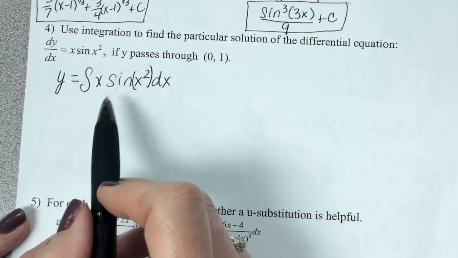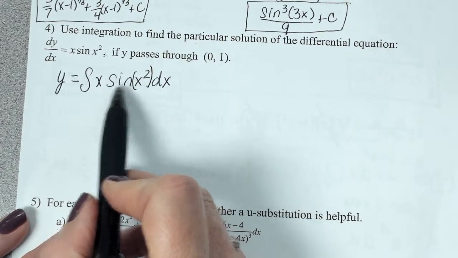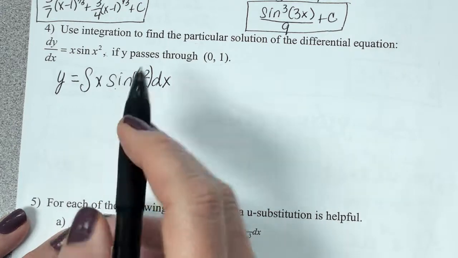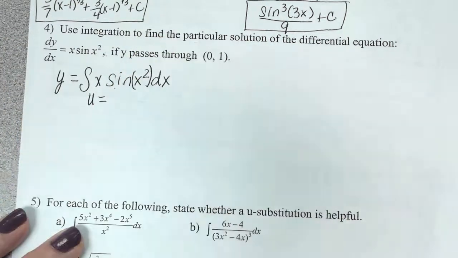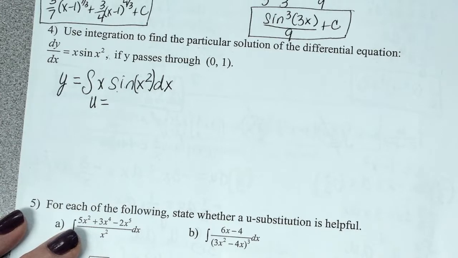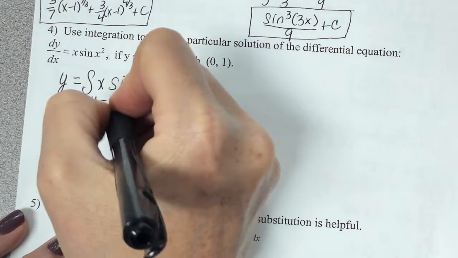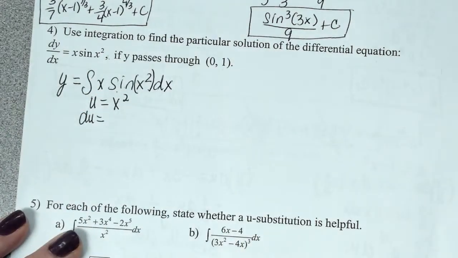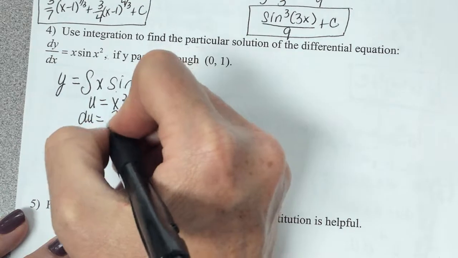All right, so we have a product. That means we have to use a rule that will get rid of it, meaning a u substitution. What do we let u equal? X squared is right, Chase. So what if we take the derivative then? 2x dx.